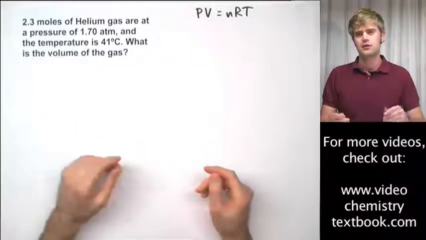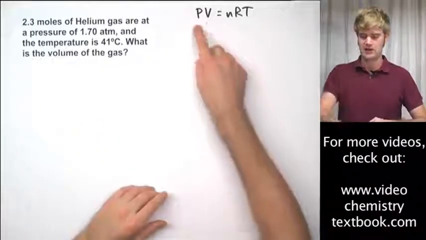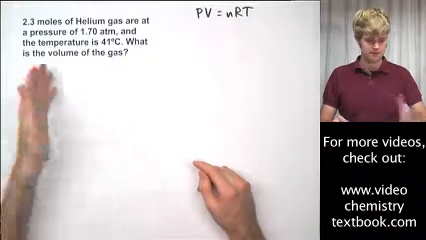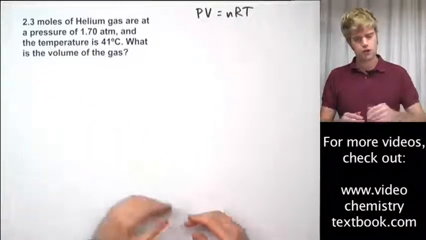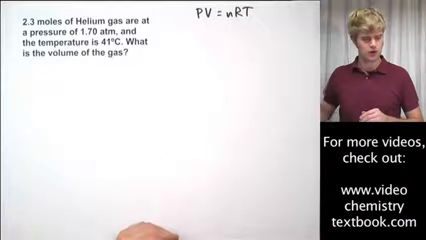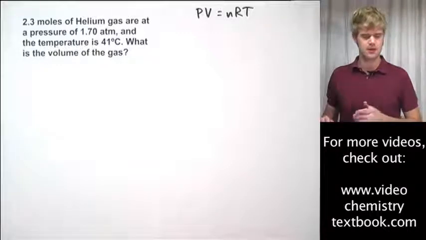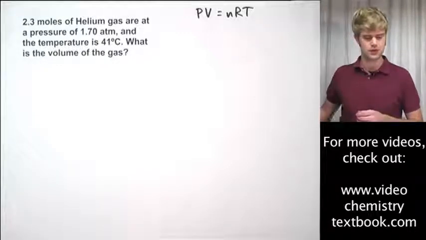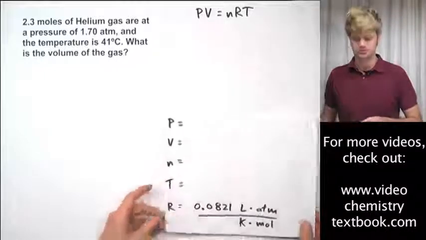All right, let's do some practice problems with the ideal gas law, PV equals nRT. Here's our first one. 2.3 moles of helium gas are at a pressure of 1.7 atm and the temperature is 41 degrees Celsius. What is the volume of the gas?